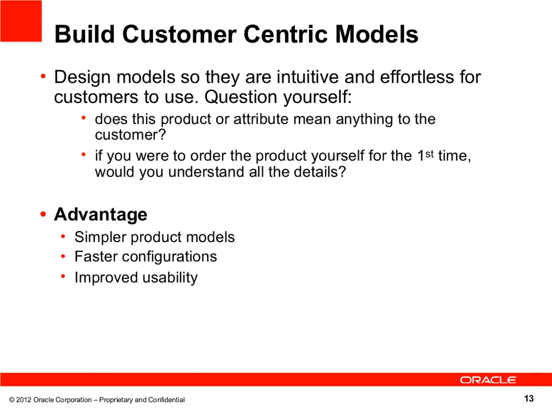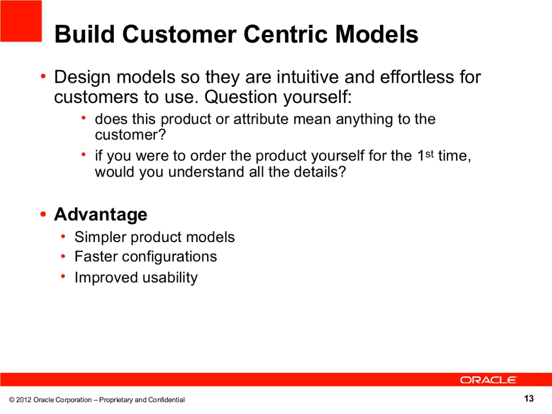Next point is customer-centric model. That's actually nothing which is really only related to product modeling. It's related to almost every development you do, that you should always have your customer in mind. And for this, if you start to design a model, you can simply ask yourself two questions. Does this product or attribute mean anything to the customer? If it does not have any meaning, then is it possible to remove it? If you can't remove it from the product model, then maybe you can remove it from the UI. Make the whole stuff easier.